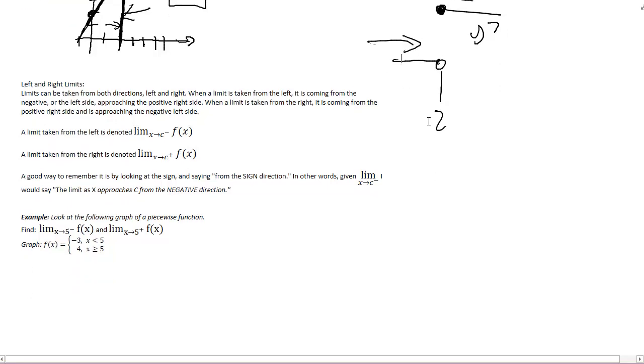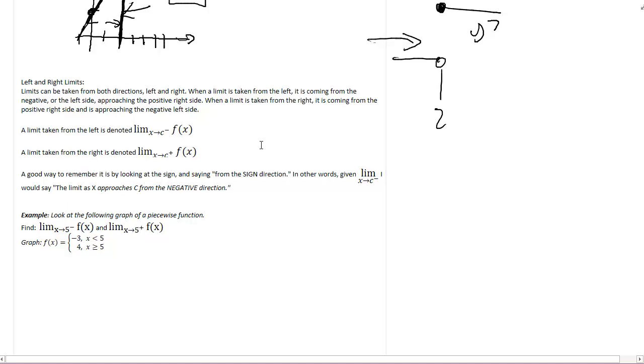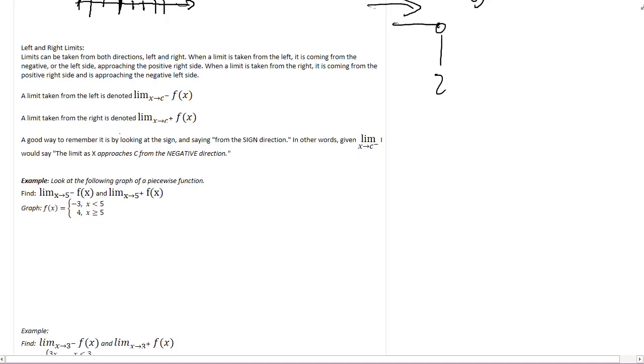And there are some other examples too where that applies. So basically, whenever it's coming from the left, we denote it as the limit as x approaches c, and then we put this negative sign in here. So it's the limit as x approaches c from the negative direction. And if it's coming from the negative direction, that means we're going from negative to positive. So we're approaching from the left, going towards the right.